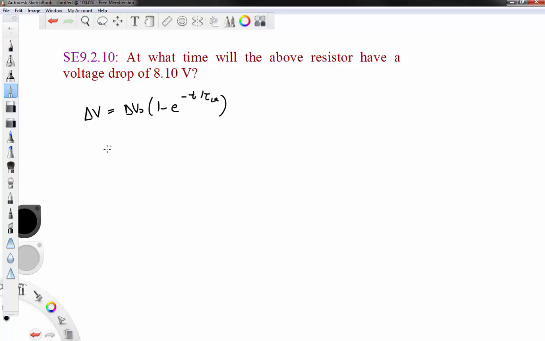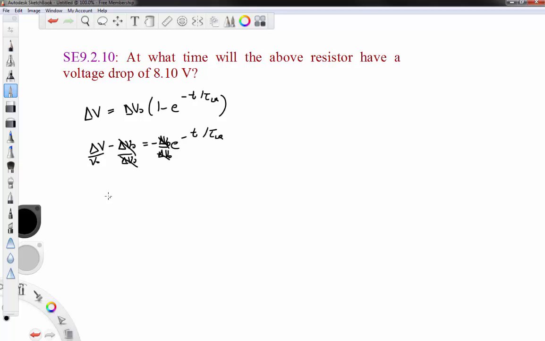And so basically we can say that delta V minus delta V naught is negative e to the negative t over tau. So therefore we can take a logarithm of both sides. Alternatively, we could divide everything by this delta V naught. I left off a delta V naught over here somehow, so we need to divide everything by a delta V naught to make this work. So that would be like this.